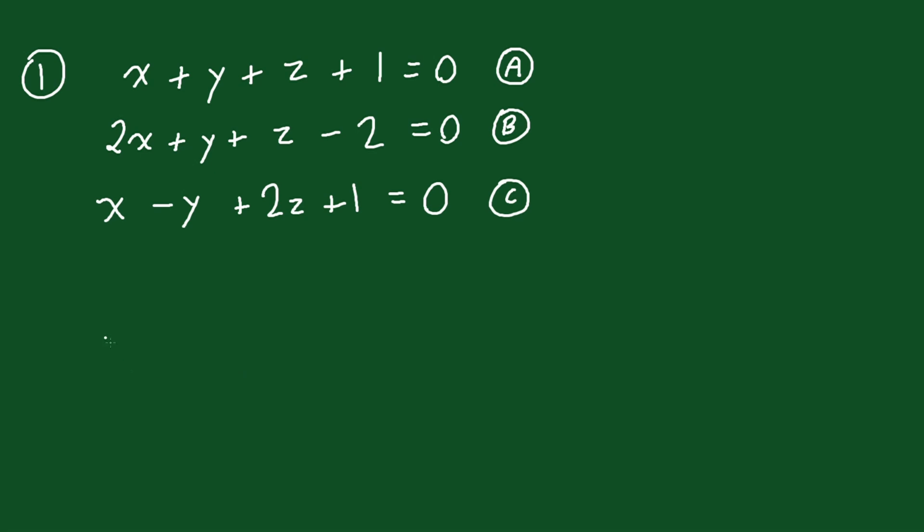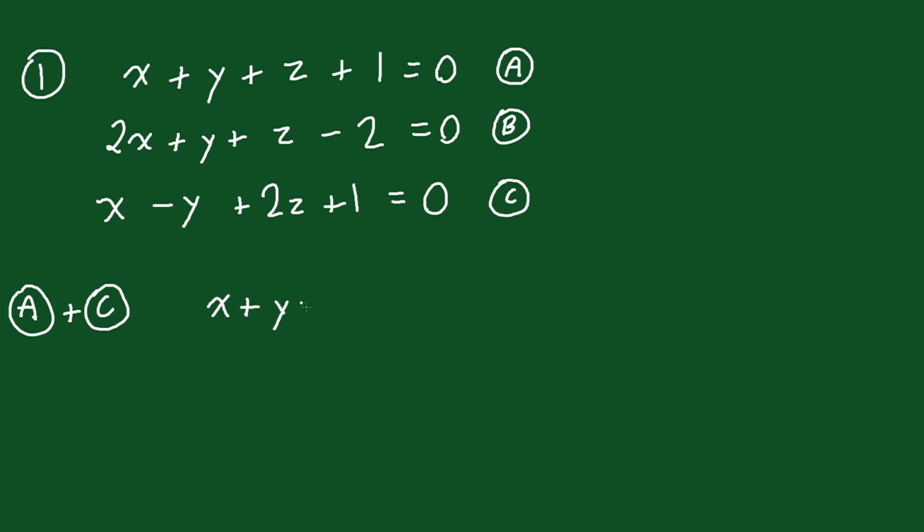But the way I'm going to do this is I'm going to start by adding plane A and plane C. So A plus C. And the reason I'm doing A plus C is because y here has a coefficient of positive 1, and the y here has a coefficient of negative 1. So if I add those two equations together, my y values will be eliminated. And I'm actually going to use elimination here.